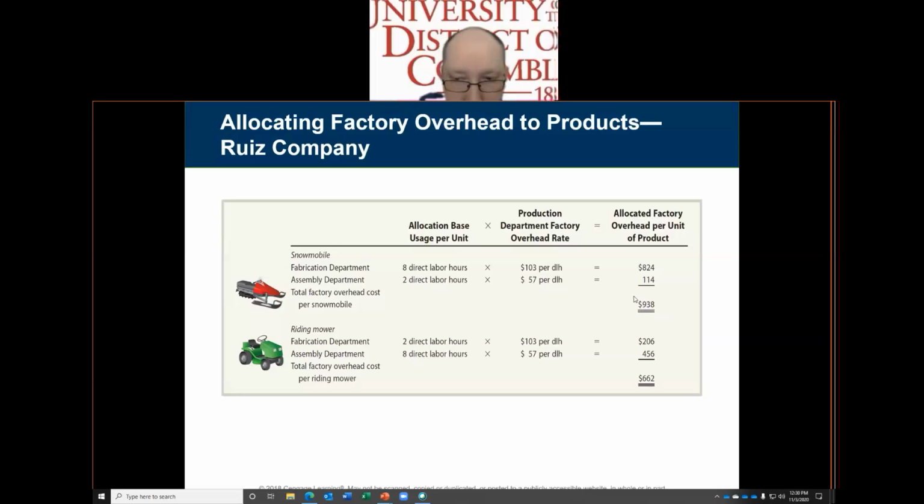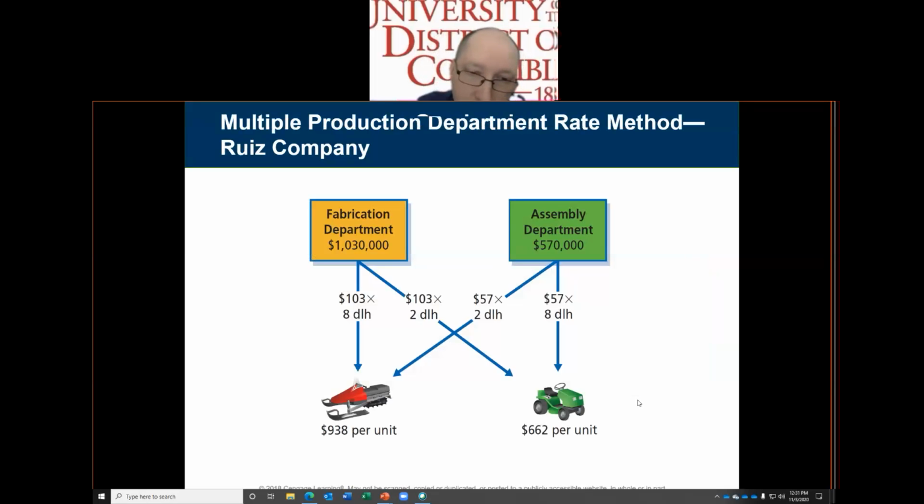Now let's look at it from a riding lawnmower. We have 2 hours of fabrication and 8 hours of assembly. $103 for fabrication, $57 per hour for assembly. $206 plus $456 gets us $662 per riding lawnmower of factory overhead. Now you can already see the stark difference between this method and the single plant-wide method.